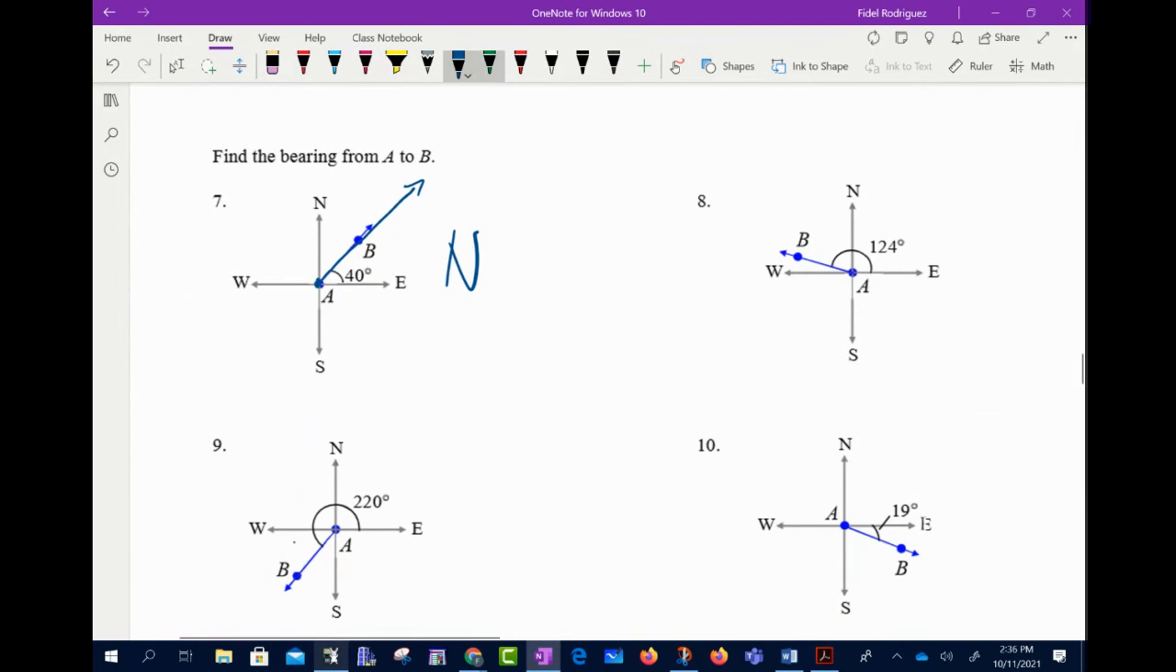50. It's always the angle measured from that ray to the north-south line. So it's always going to be on your, kind of like your y-axis, okay? Everybody agree that's 50 degrees? 50 degrees, since we're heading to the right, east. Does that make sense? Okay.